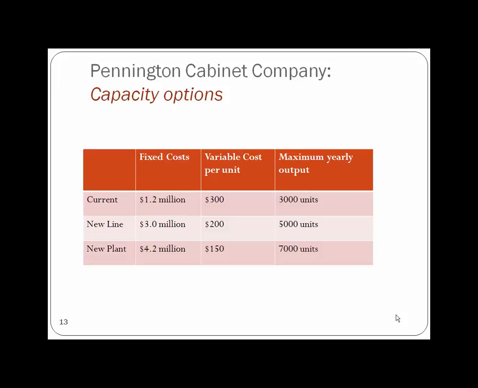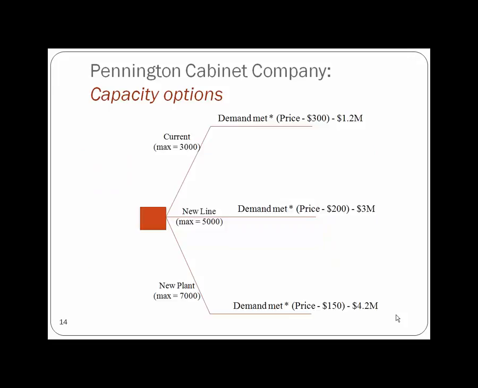If we go with a new plant, by the way, it brings our maximum yearly output up to 7,000 units. Another way to express those maximum yearly outputs is as effective capacity. We may not use all that capacity, but it's there if we need it. So those are the capacity options.